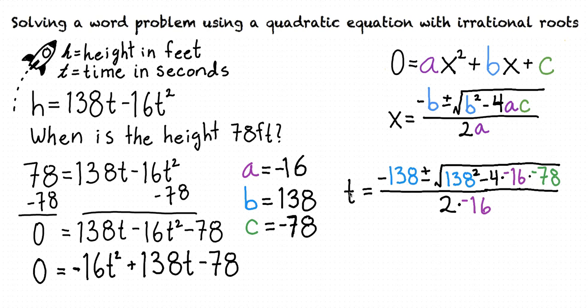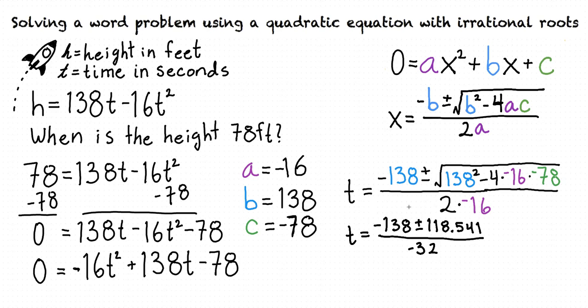When we replace x with t, our new variable, and a, b, and c with the values that we found from this example equation, our quadratic formula looks like t equals negative 138 plus or minus the square root of 138 squared minus 4 times negative 16 times negative 78, all divided by 2 times negative 16. We can simplify this to t equals negative 138 plus or minus 118.541, all divided by negative 32.